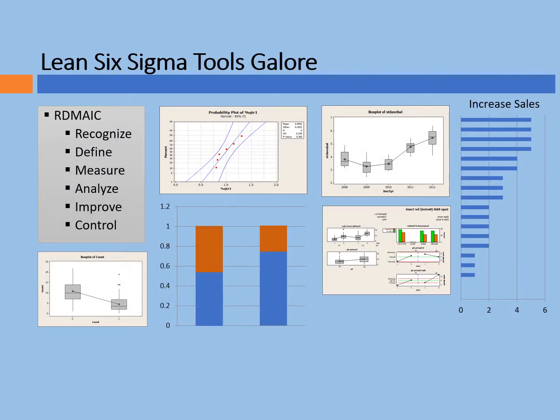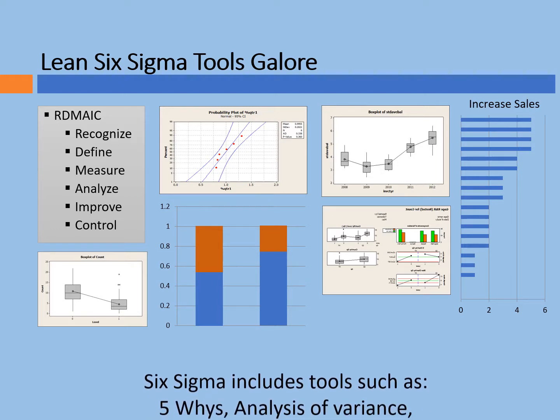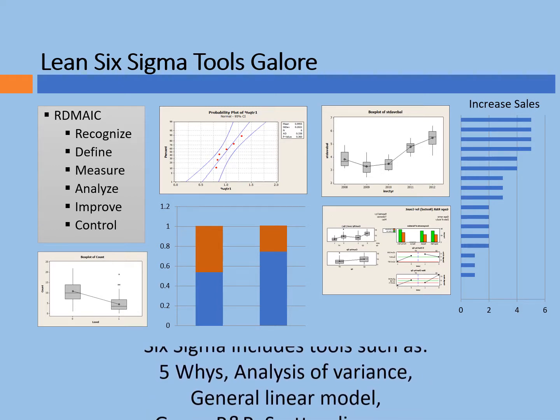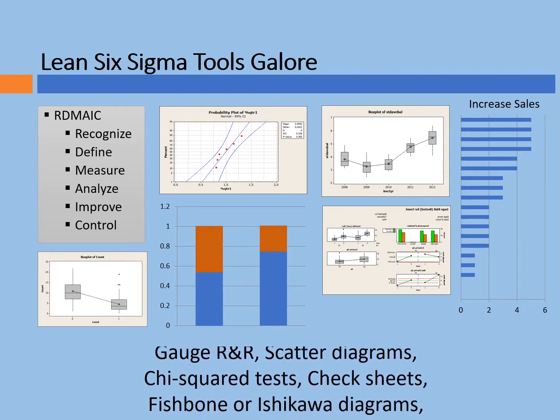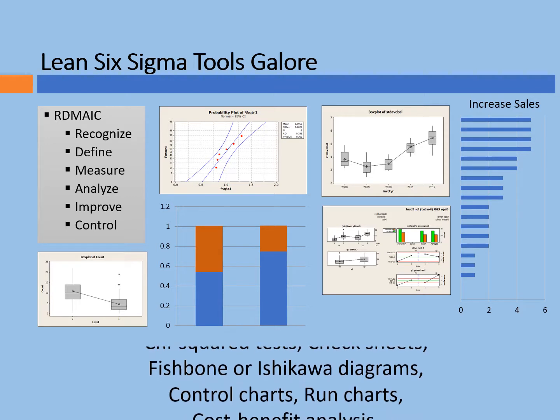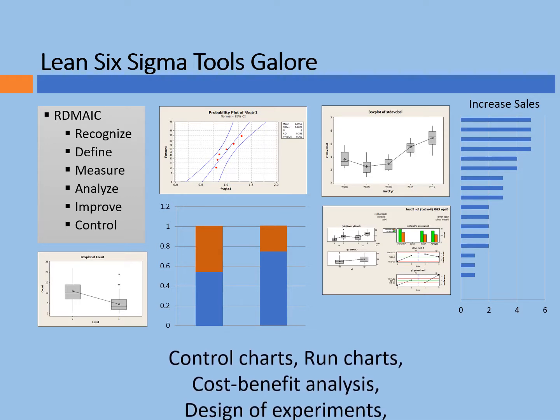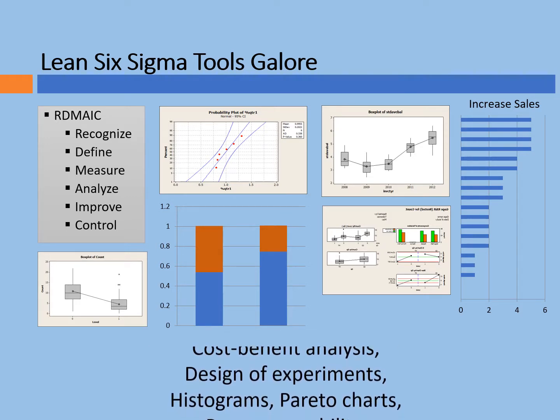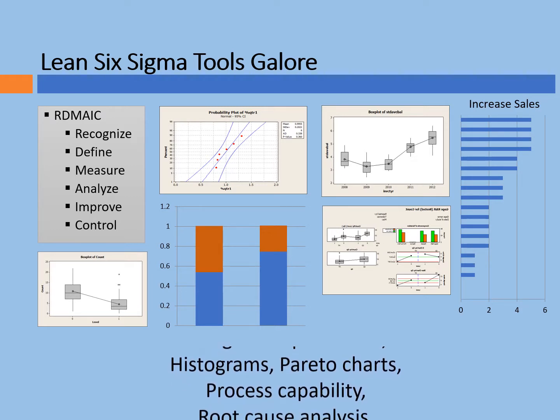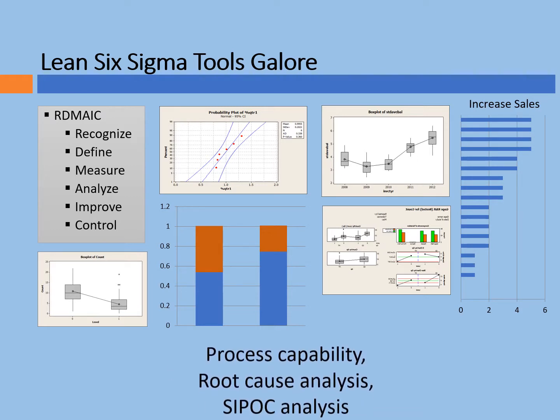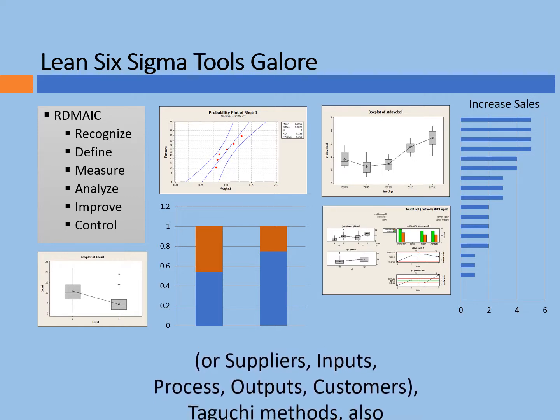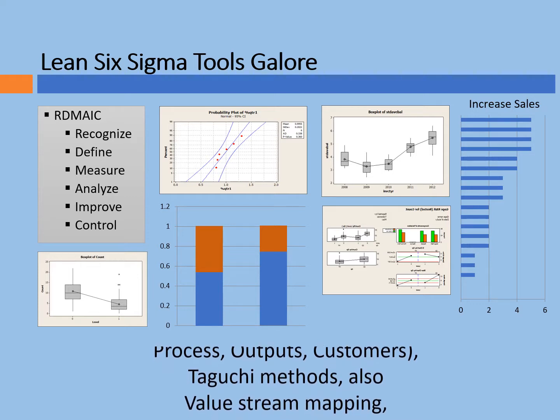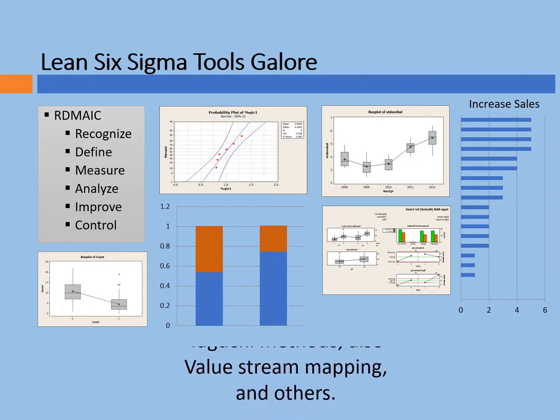Here are some of the tools used in Six Sigma projects. Six Sigma includes tools such as 5 Whys, analysis of variance, general linear model, gauge R&R, scatter diagrams, chi-squared tests, check sheets, fishbone or Ishikawa diagrams, control charts, run charts, cost-benefit analysis, design of experiments, histograms, Pareto charts, process capability, root cause analysis, SIPOC analysis, or suppliers, inputs, process, outputs, customers, Taguchi methods, also value stream mapping, and others.